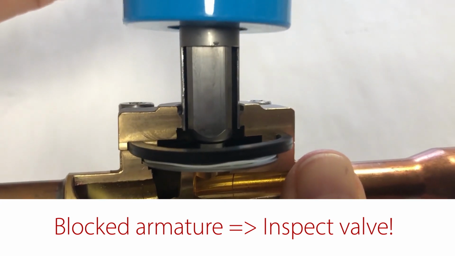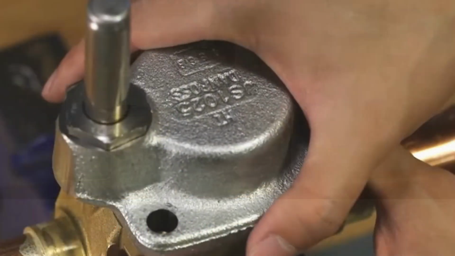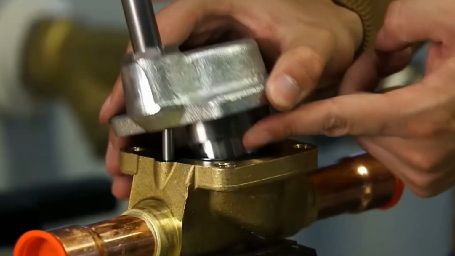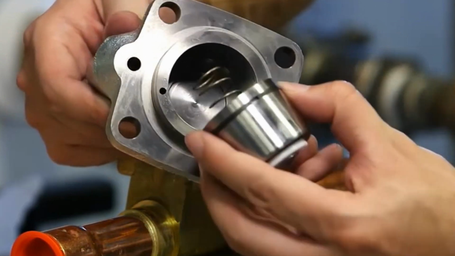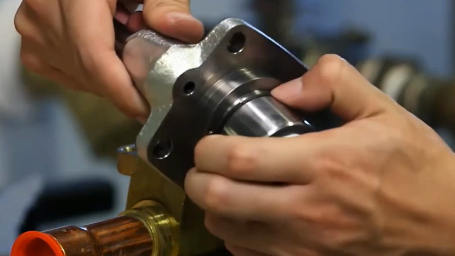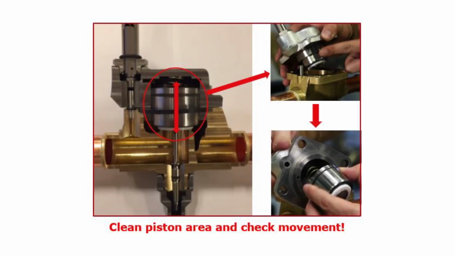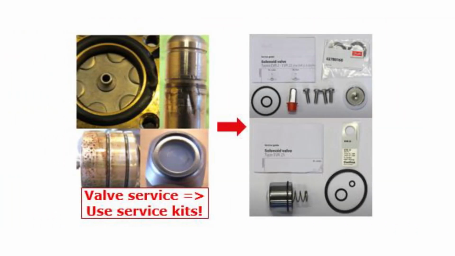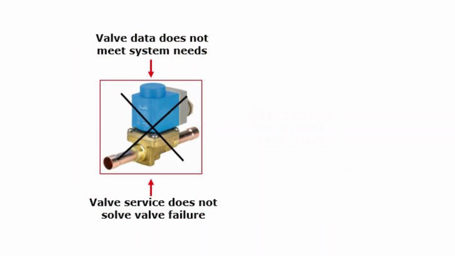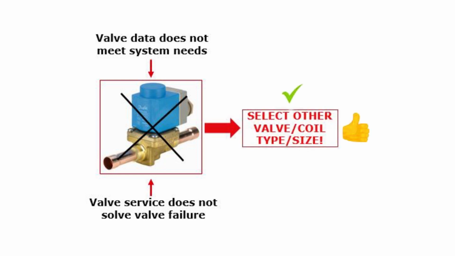If the armature is freely moving, but the servo piston valve type will still not close, then you need to take the valve apart, if it is serviceable, to see if the servo piston is blocked, as seen here in this example. If needed, clean the internal valve area and parts and ensure that the servo piston is freely moving. If the internal valve parts are worn, then replace them with parts using suitable service kits. If this valve service does not solve the issue and the parts become worn again, then you might need to replace the complete valve with another valve type or valve size.